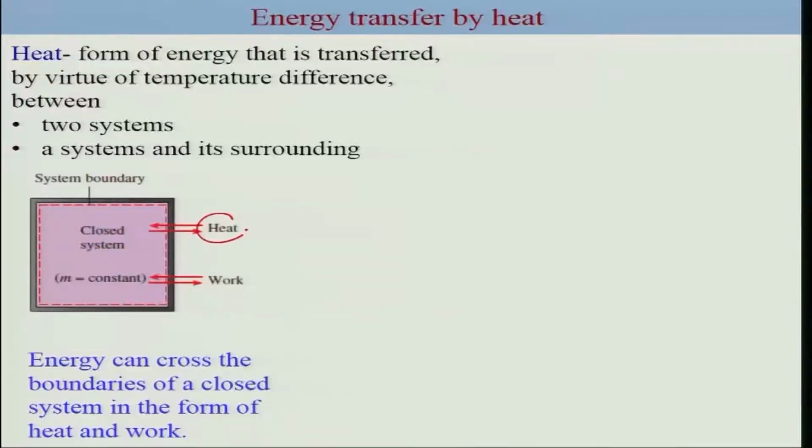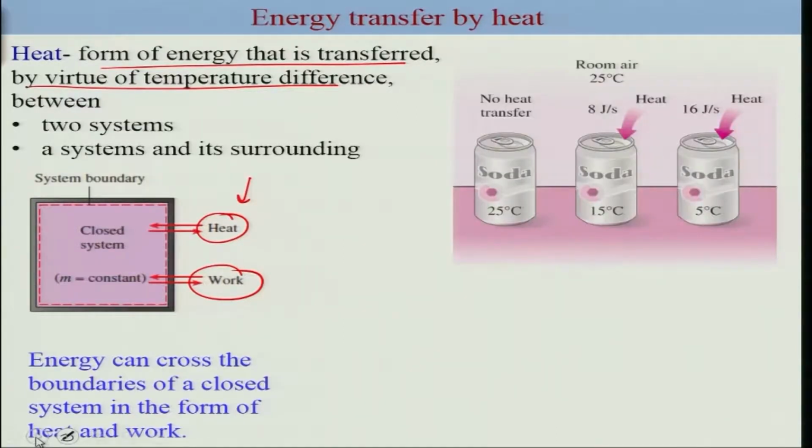So for a closed system, you have two possibilities: heat, when there is a change in the temperature, and work. Heat is a form of energy that is transferred by virtue of temperature difference between two systems, or between a system and its surroundings. So we'll talk about heat first, and then we'll discuss work later. Let's take an example here.